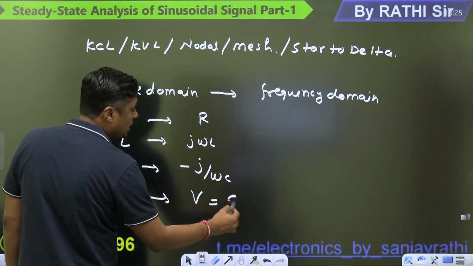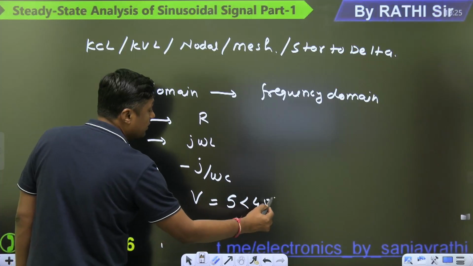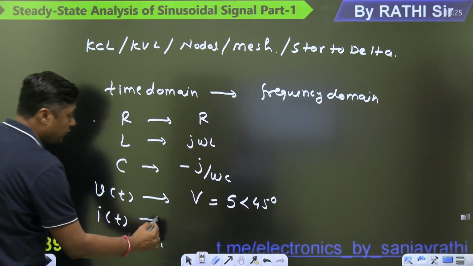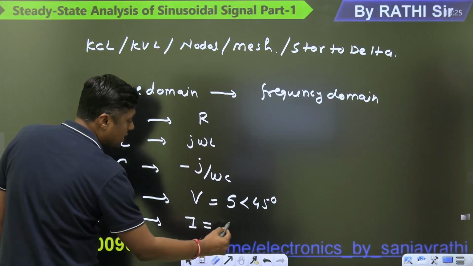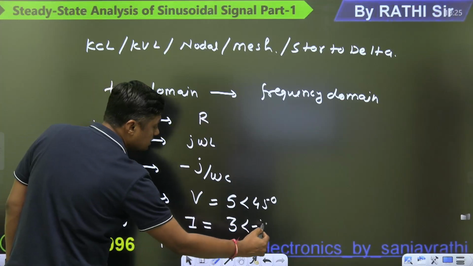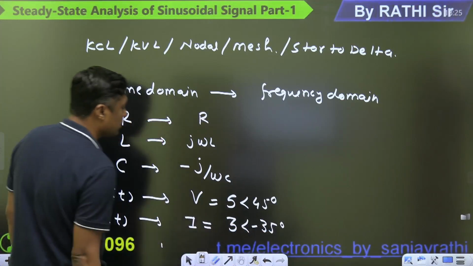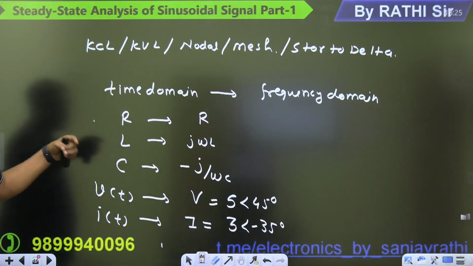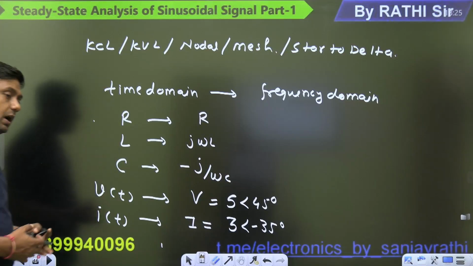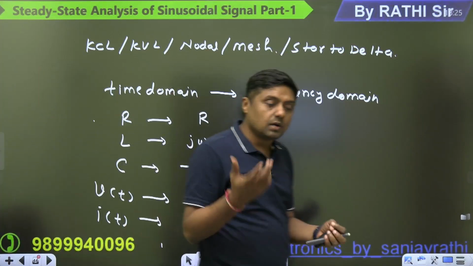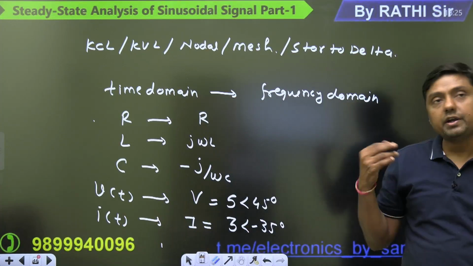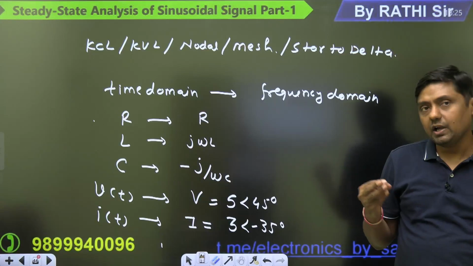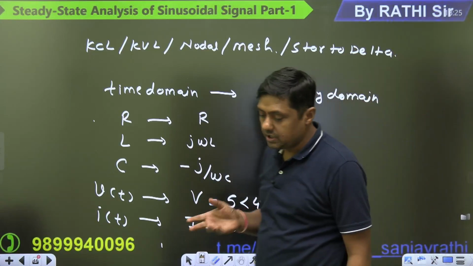It is written like that, 5 angle of 45 degrees. And current in phasor form, for example, is given as 3 angle of minus 35 degrees. So find the omega from the time domain, convert the L and C and so on. If the diagram is given in terms of J and so on, it is already in the frequency domain. Simply you have to apply what? KCL and KVL, and solve the questions, nodal equations and so on.